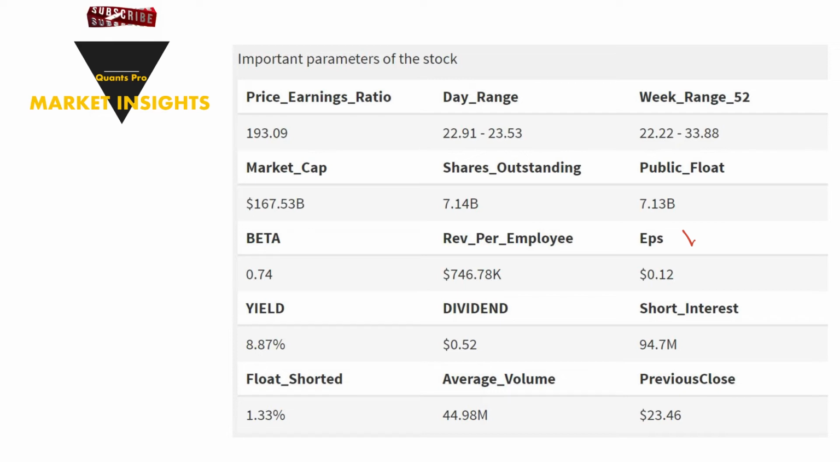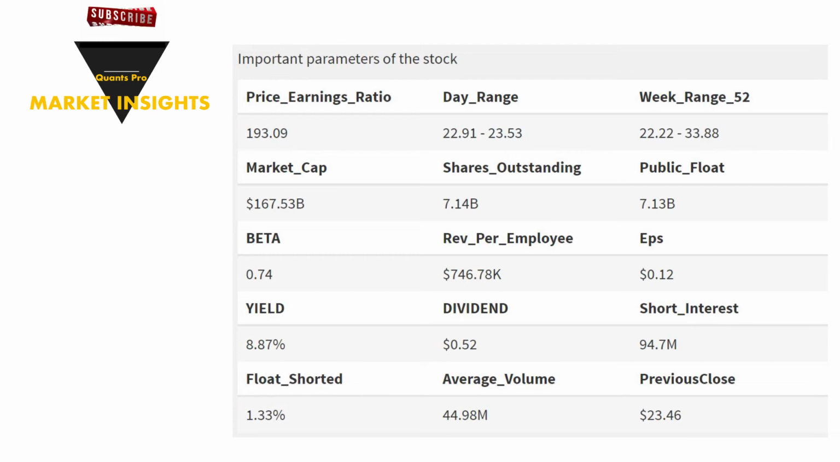The market capitalization value, which expresses the weight of the company's performance in the market, is $167.53 billion. Public float value is also approximately 7.13 B. The stock of the company closed at 3.46 with an average volume of 44.98 M. While the stock oscillated in the range of 22.91 to 23.53 during the day, the 52-week movement range was 22.22 to 33.88. After talking about some descriptors for you, let's look at the return performance of the company.